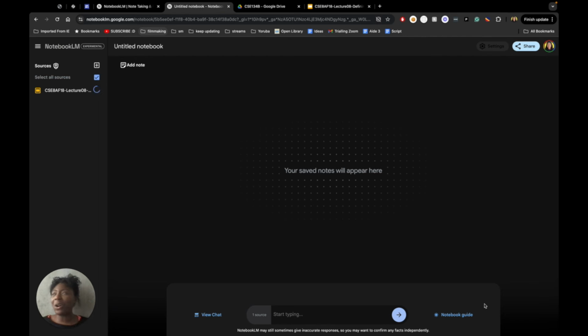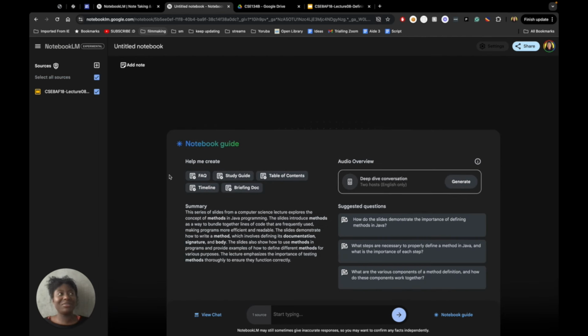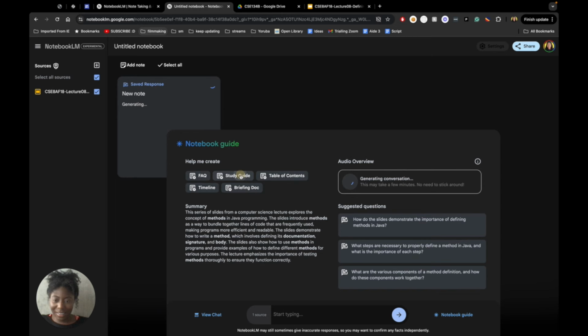I have over 40 different PDFs and stuff from that class, but I was like, let's start with one and then you can add more stuff. Okay, let's generate the podcast. This may take a few minutes, you don't need to stick around. While that's going on, let's see what all this other stuff does in this notebook.